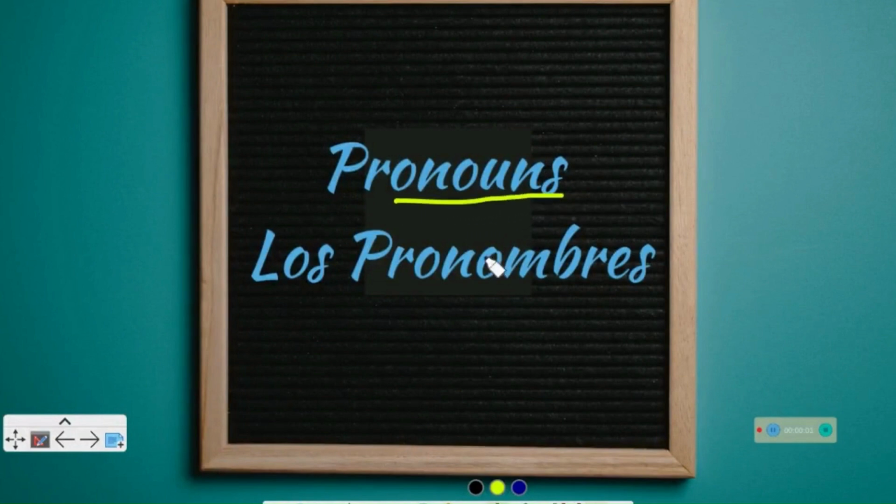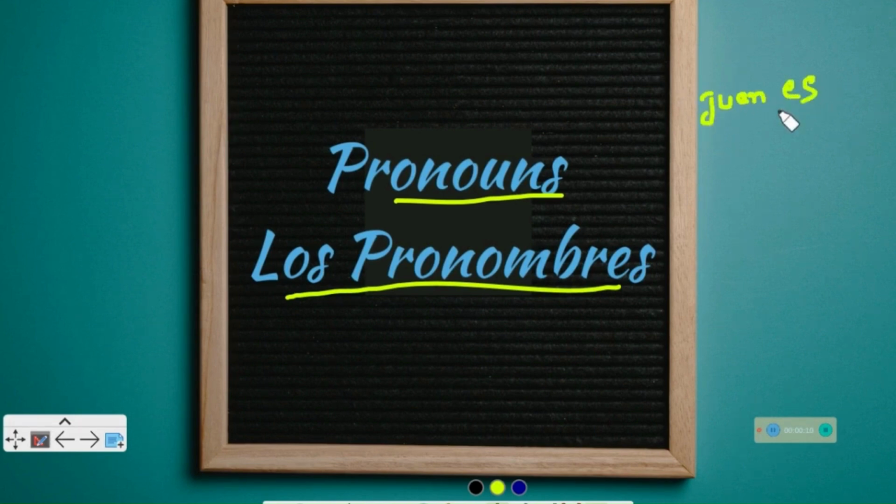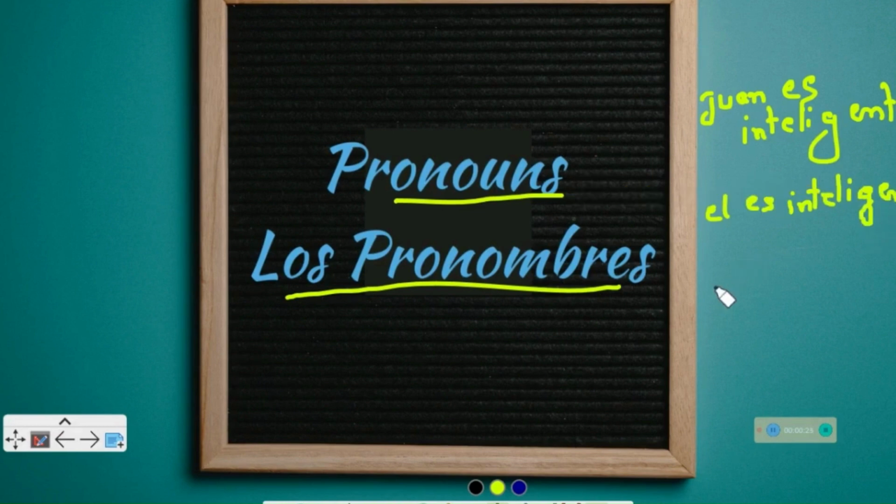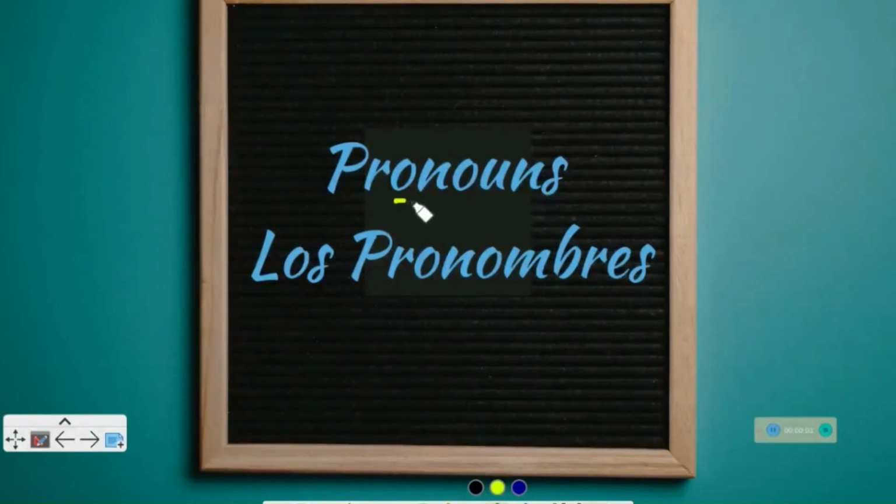Now, let's move on to the pronouns. Los pronombres. These are the words used in the place of a noun. For example, instead of saying Juan es inteligente, which means Juan is intelligent, we can say él es inteligente. He is intelligent. Pronouns can be personal, possessive, demonstrative, interrogative, or relative. Learning to use pronouns correctly will help you communicate more fluently.